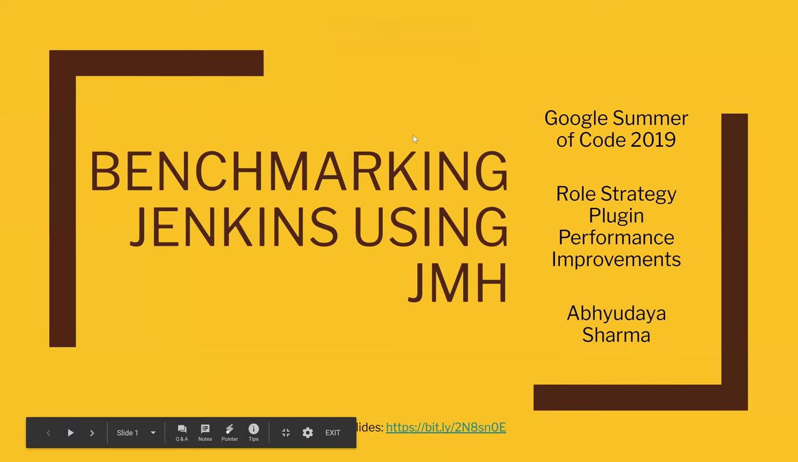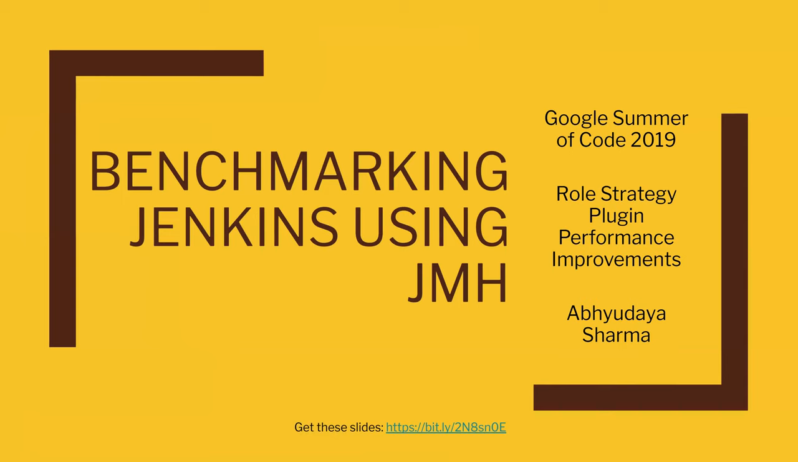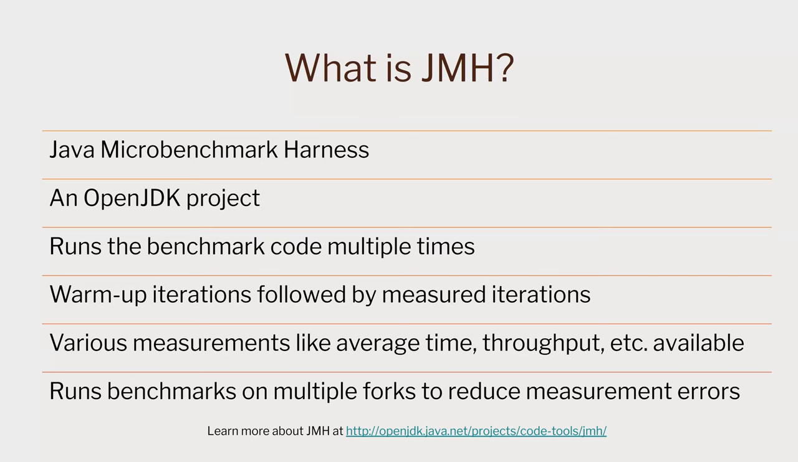Hi everyone, I'm Abhyudaya and I created a benchmarking framework for Jenkins plugins during my Google Summer of Code project. What we do is run Java Microbenchmark Harness benchmarks in Jenkins plugins. So what is Java Microbenchmark Harness? It is an OpenJDK project and it runs the benchmark code multiple times. It does warm-up iterations so that the benchmark code gets compiled to bytecode to avoid wasting any time. It provides various measurement tools, like getting the average time and the throughput, that is, the number of executions happening in a given time period. And we run benchmarks on multiple forks to avoid measurement errors.